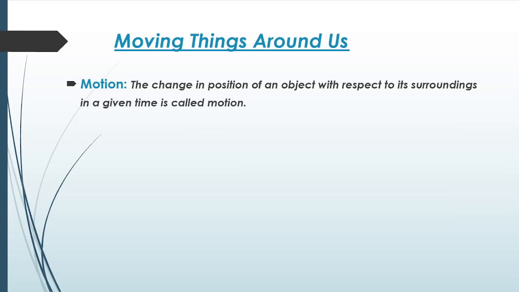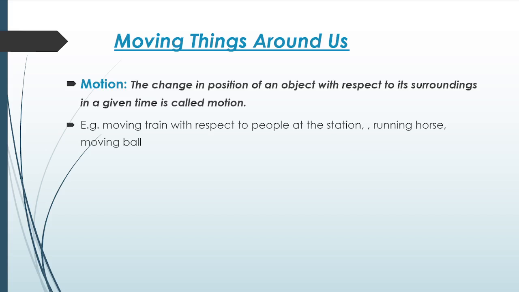Motion is the change in position of an object with respect to surroundings in a given time. Examples of motion are a moving train with respect to people at the station, a running horse, a moving ball. Any object which changes its position with time and with respect to its surroundings is said to be in motion. Two objects which move together are at rest with respect to each other.